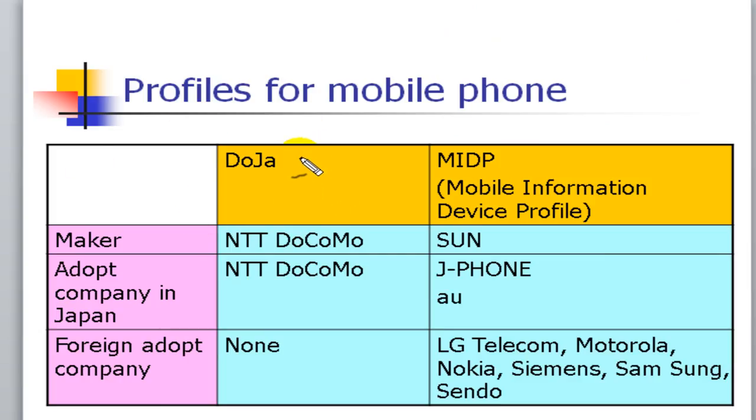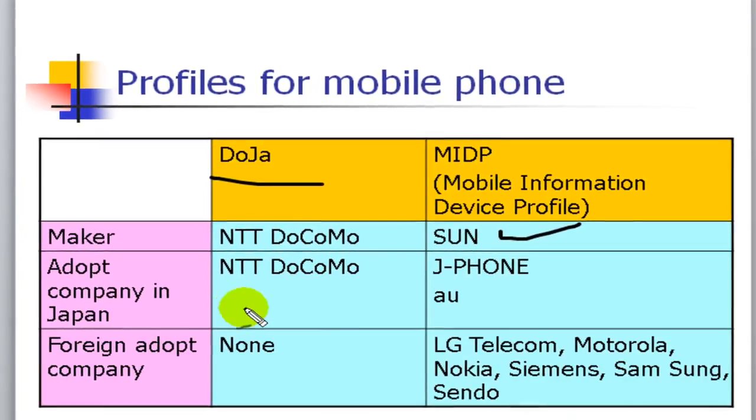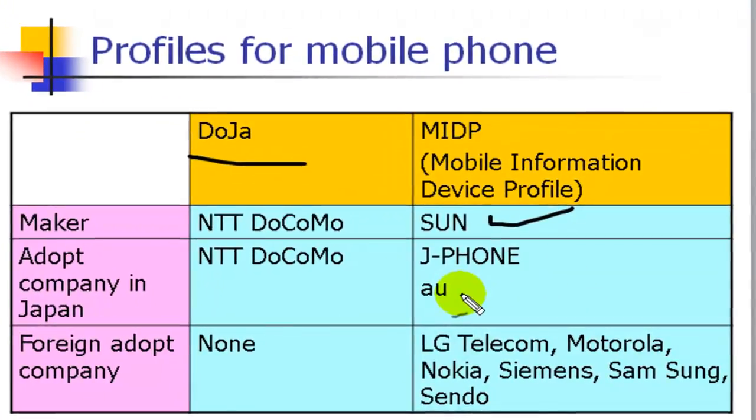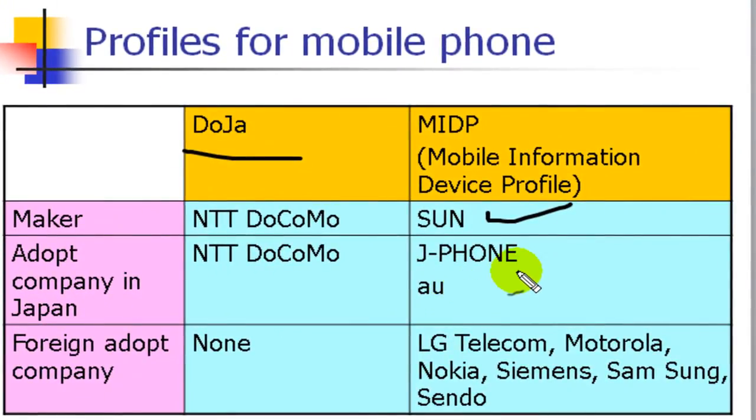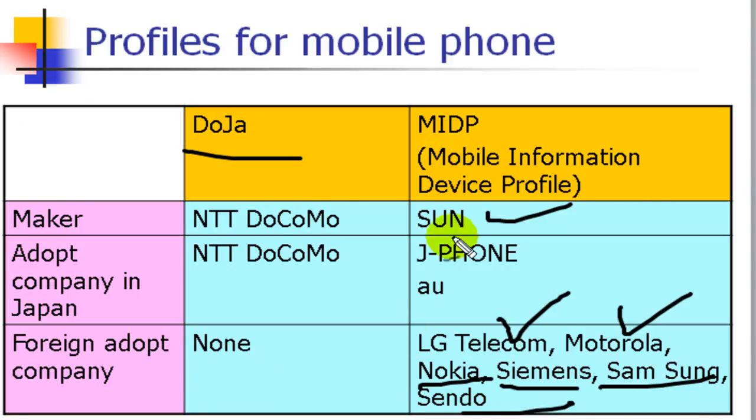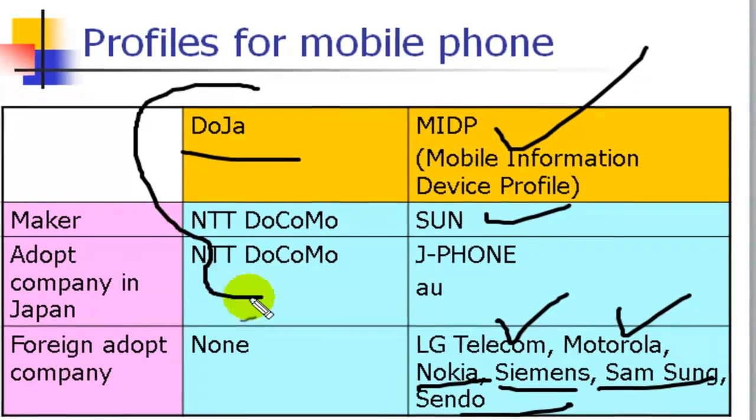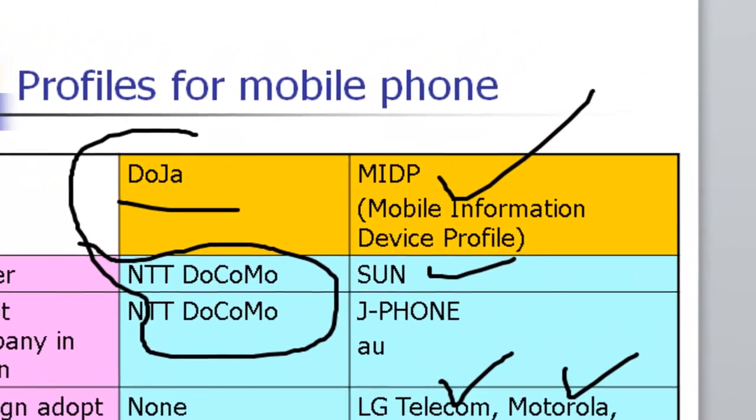Now if you talk a little bit about DoJa and MIDP, the Mobile Information Device Profile: the maker of DoJa is Docomo, and MIDP is from Sun, and it's being adopted by many companies like J-Phone, LG Telecom, Motorola, Nokia, Siemens, Samsung. They all are adopting MIDP, but DoJa is done only by Docomo. You have to understand that.